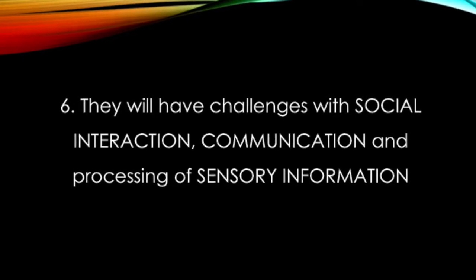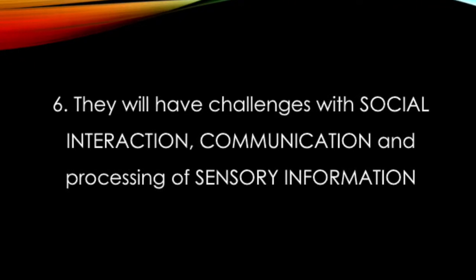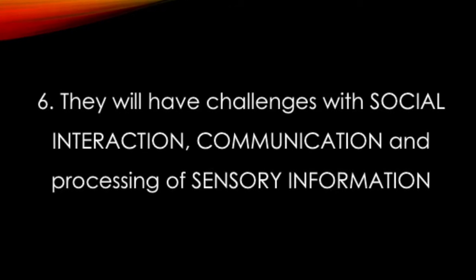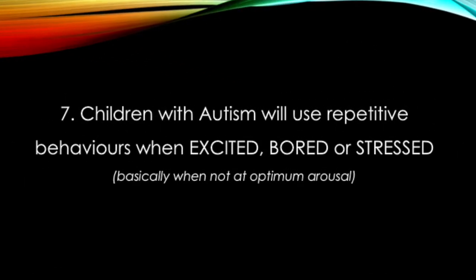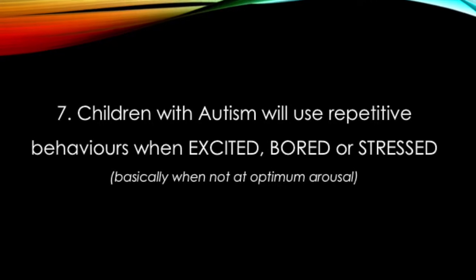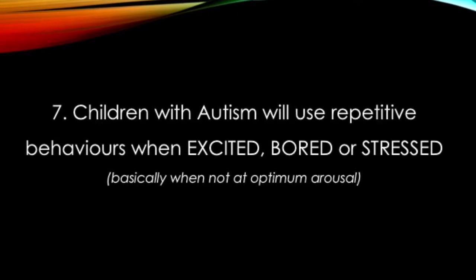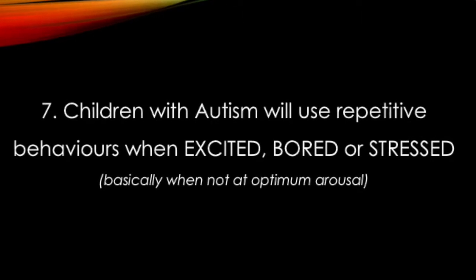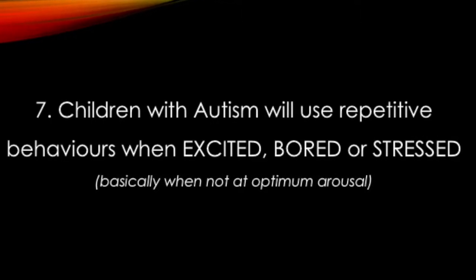6. They will have challenges with social interaction, communication, and processing of sensory information. 7. Children with autism will use repetitive behaviours when they are excited, bored, or stressed. So basically when they're not in that optimum level of arousal.